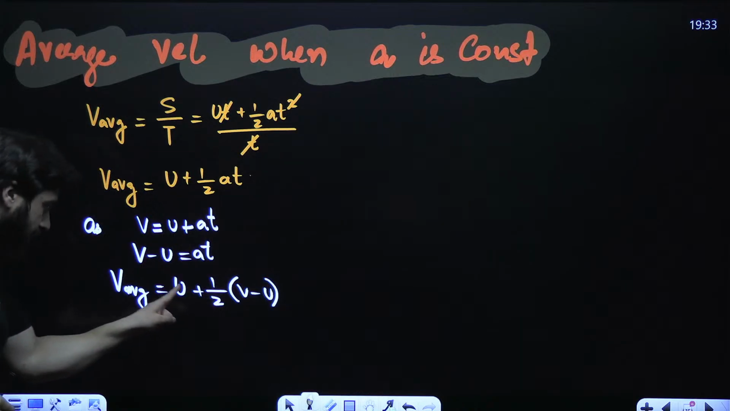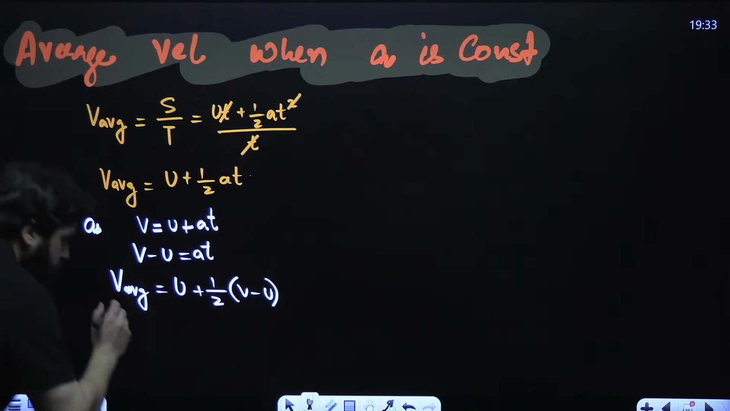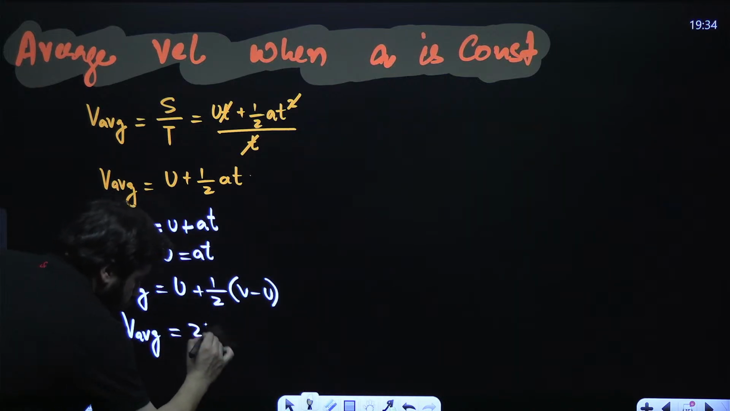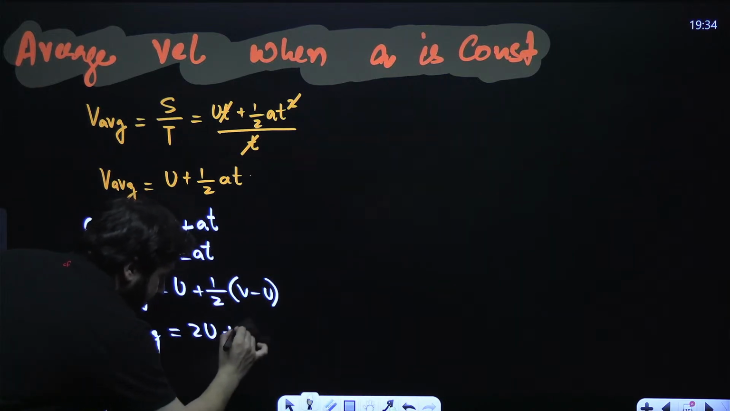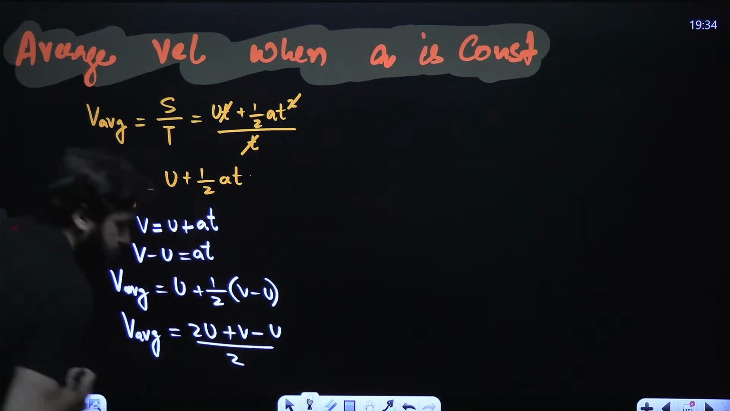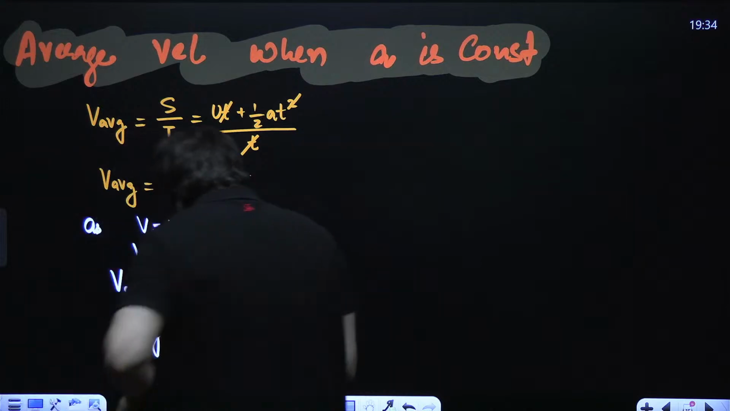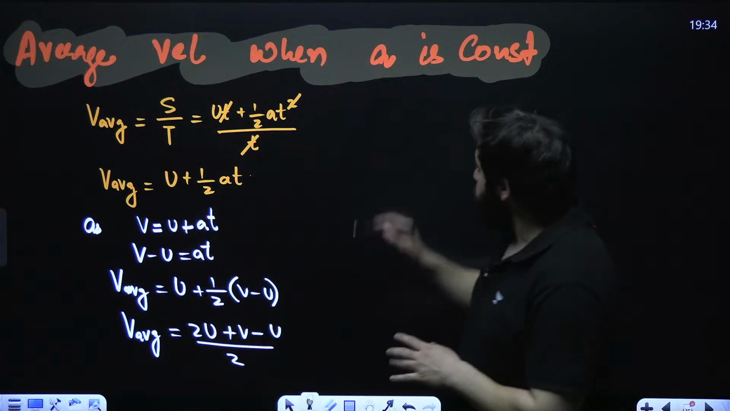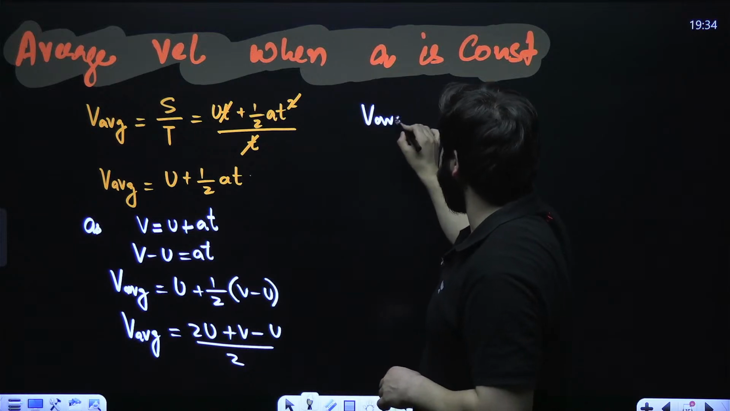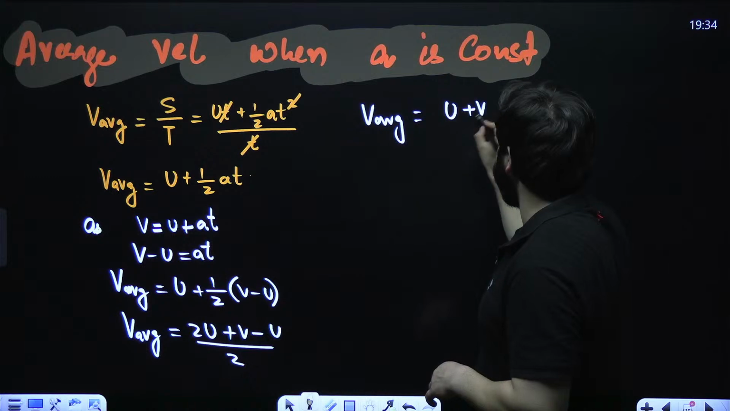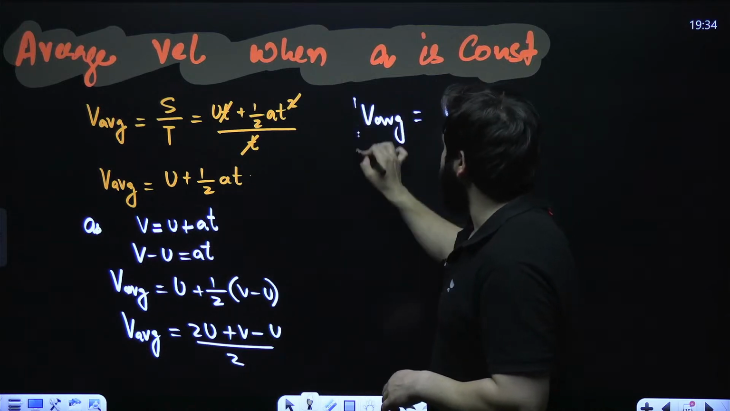Now guys, multiply this over here. So you can write v average as 2u plus v minus u, divided by 2. Tell me one thing, 2u minus u will be how much? That is u. So v average in this particular case will be simply u plus v divided by 2.